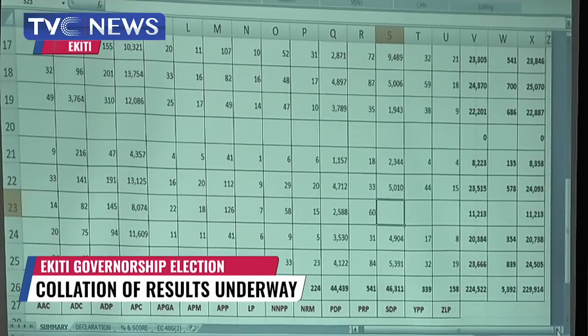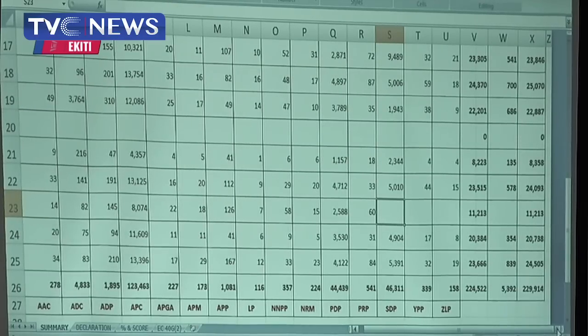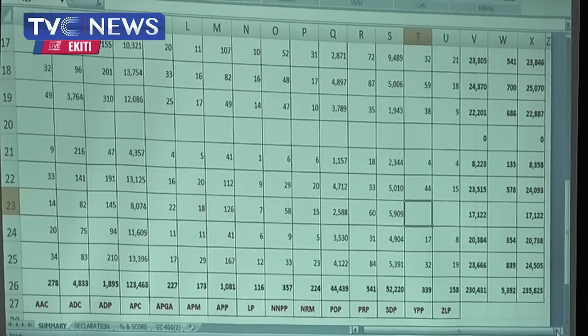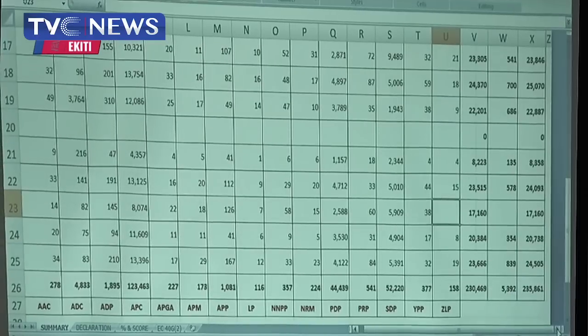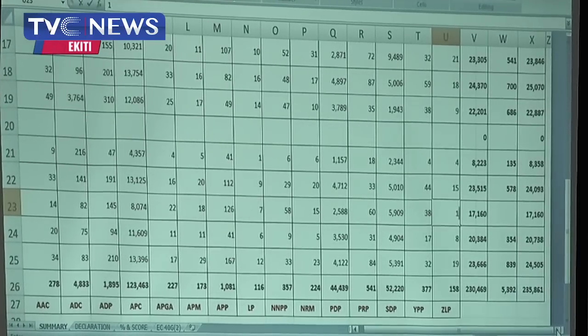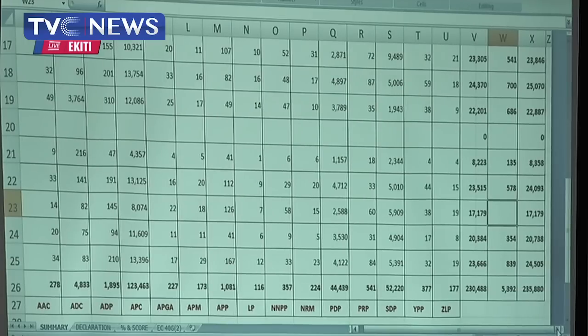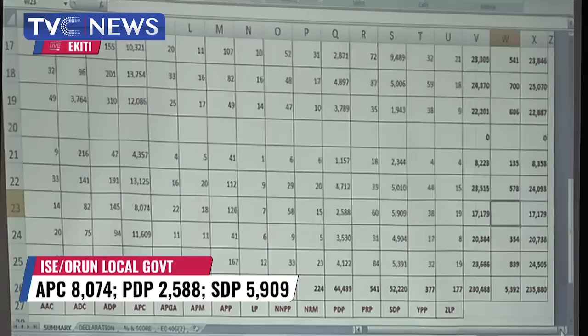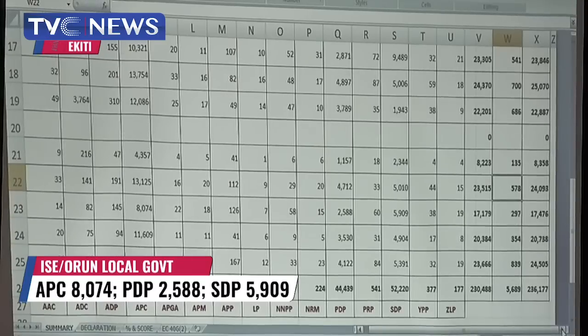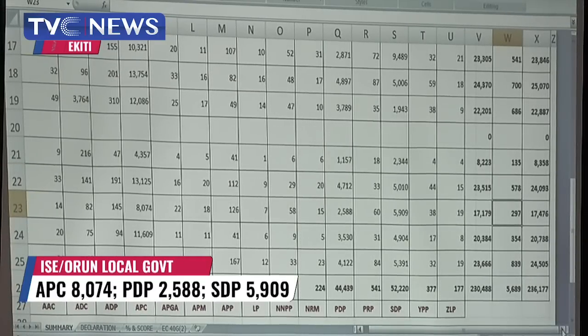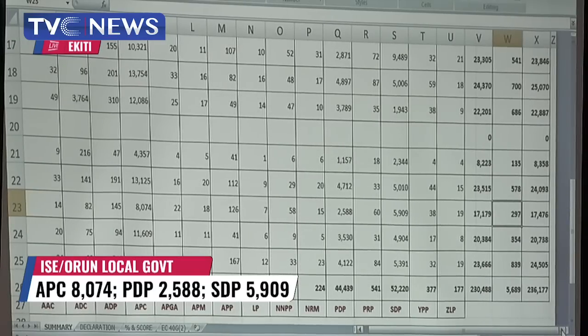Party SDP: 5909. Party YPP: 38. Party ZLP: 19. Total valid votes: 17179. Rejected votes: 297. Total number of votes cast: 17476. Any record of cancellation? None. We have two cases of PWD. Yes, just two cases.